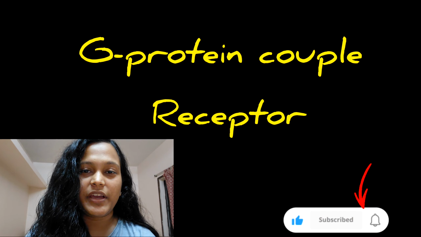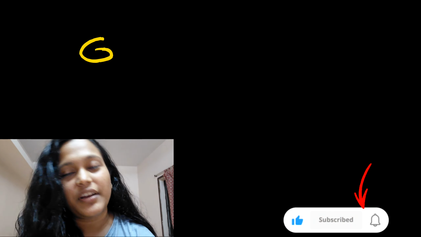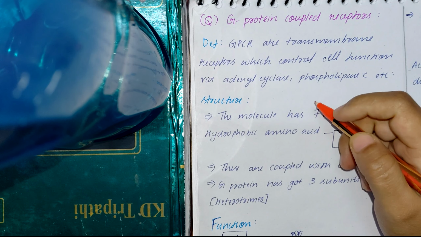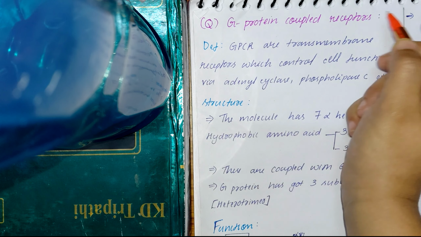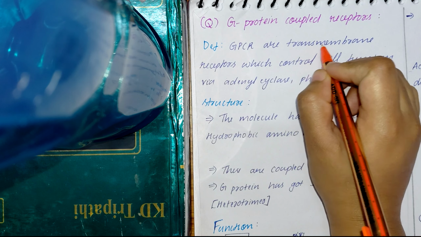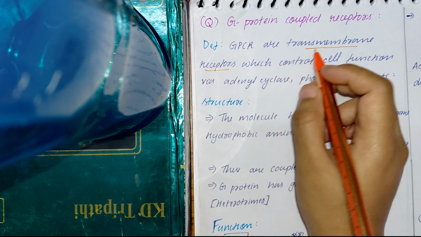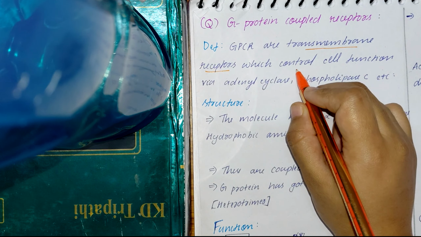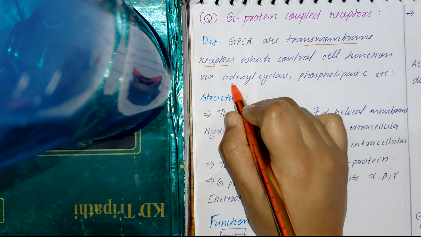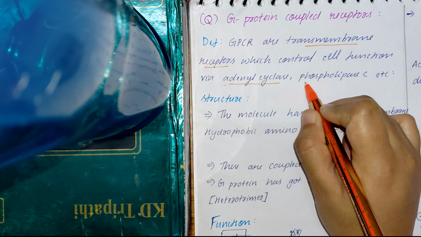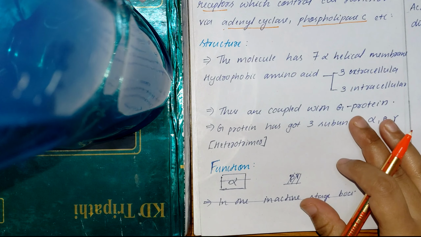So today we will be covering one of the important 5-mark questions, which is the G protein coupled receptor. By definition, GPCR is G protein coupled receptor, a transmembrane receptor present in the cell membrane itself, which controls the cell function via pathways: mostly adenyl cyclase and phospholipase C.